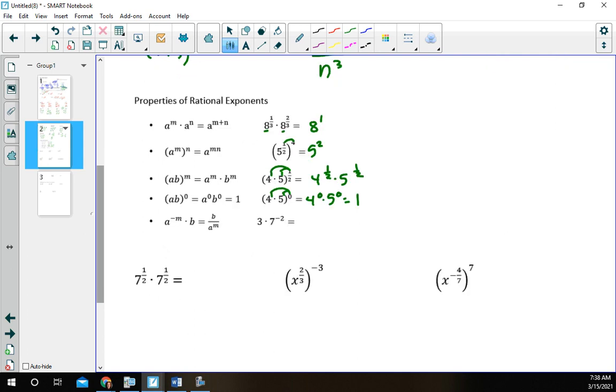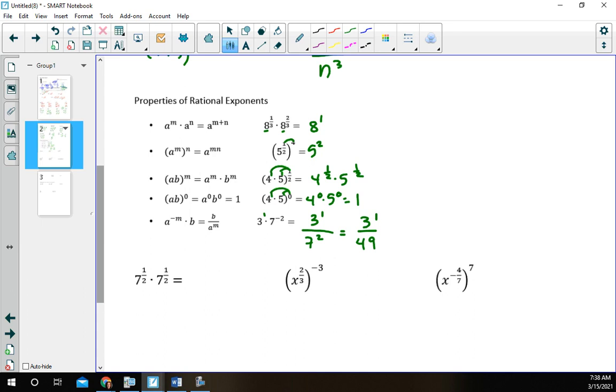Our last rule that we learned from I am 9 was anything to the negative exponent gets dropped. So this little 3 does not have one, but I can drop that 7 squared, and 7 squared, 7 times 7 is 49. So notice the exponent becomes positive. I don't change the sign of the number, it's just the exponent.